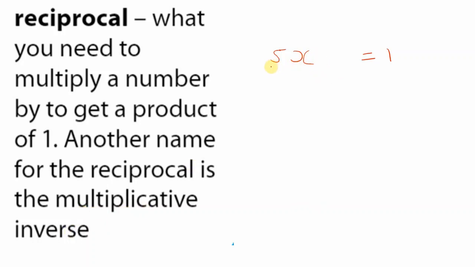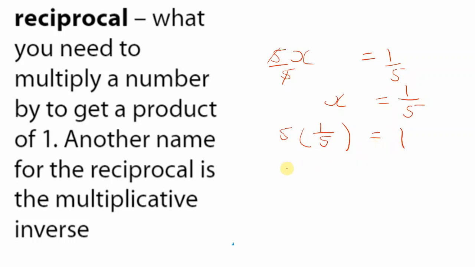So now let's solve this. If we simply want x, we have to divide the left by 5. What we do to the left, we have to do to the right. So therefore x, or our reciprocal or our multiplicative inverse, is 1/5. So if you take the original 5, you take its reciprocal of 1/5, you will get again 1.